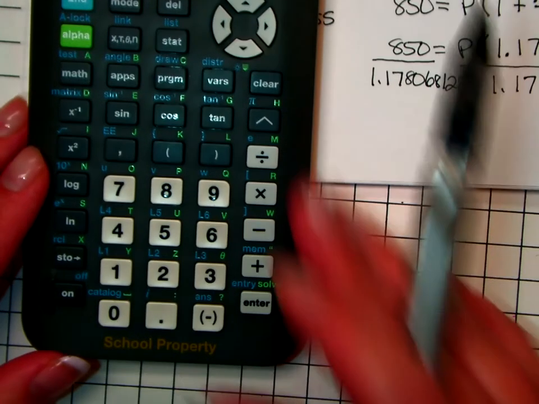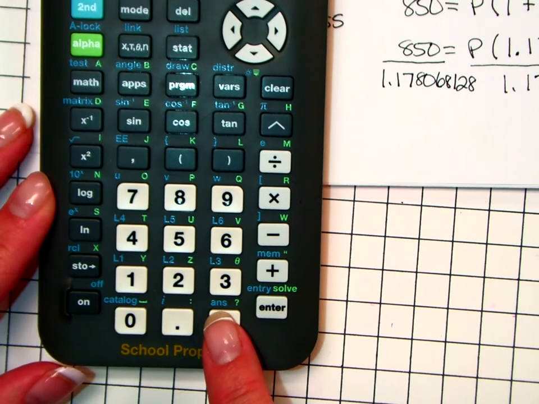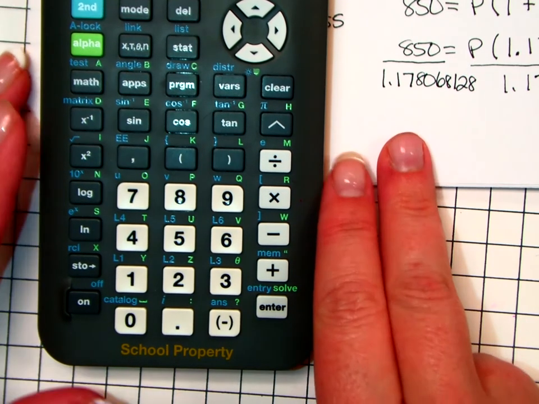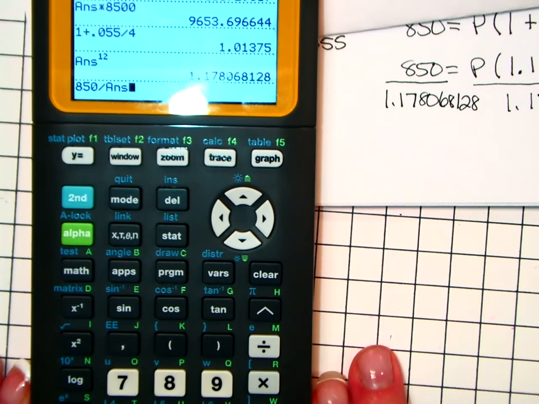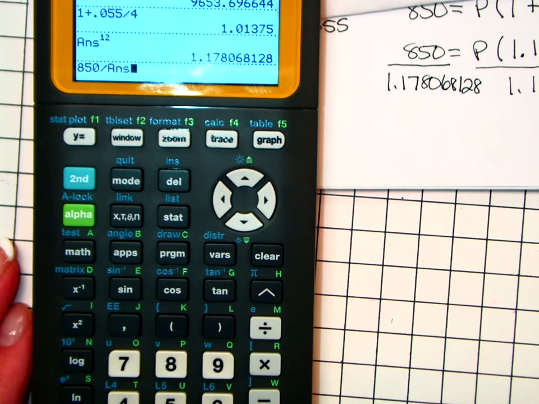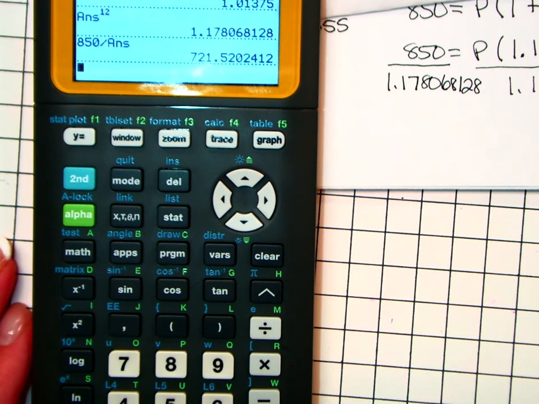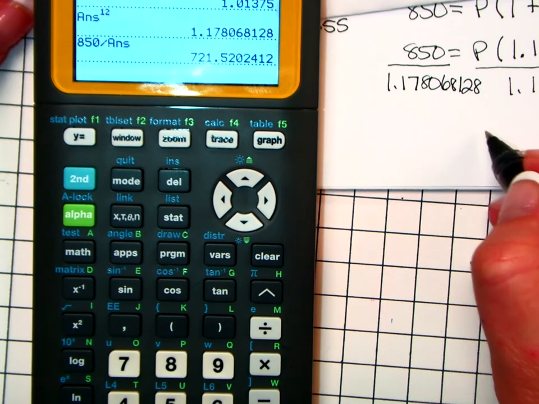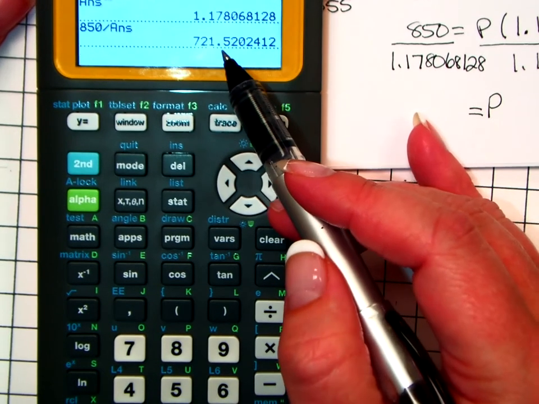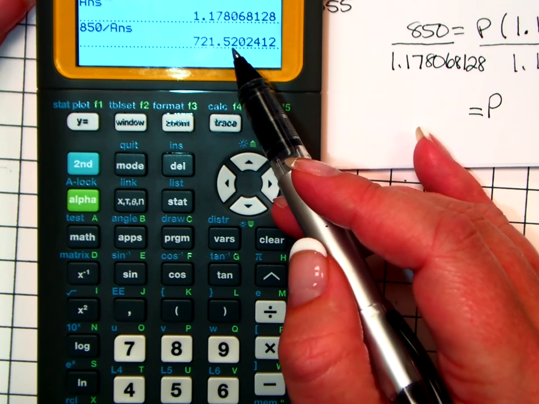The answer key is located above the negative symbol. It's in blue. If we hit second and then the negative sign, you can see on your screen it says 850 divided by the answer. So it's going to do 850 divided by this decimal, and the calculator is not going to round it at all. So go ahead and hit enter, and that'll get you the exact dollars and cents. All right, so P to the nearest cent, we have $721.5202412.